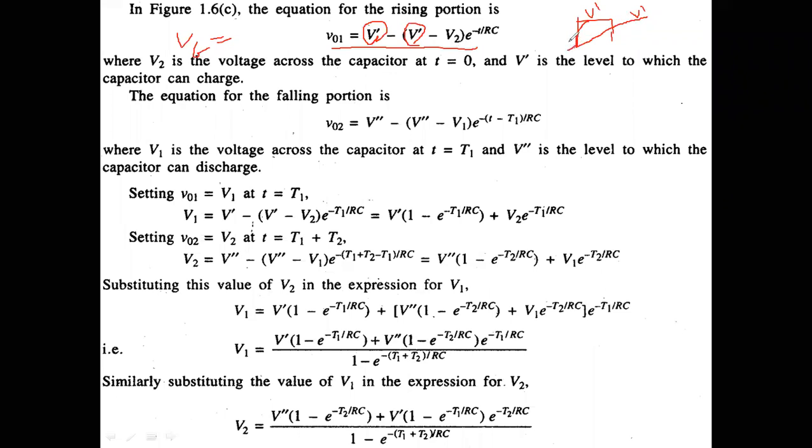Initially it is at the V2 level, which you have seen previously. Therefore, initially it is V2 dash into e power minus t by RC. The time period I will substitute later. Therefore, this is how we have to get VO1.